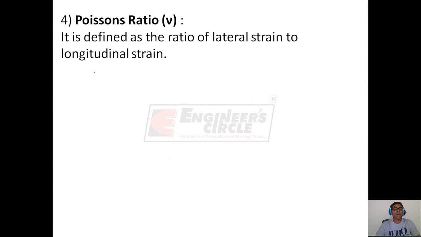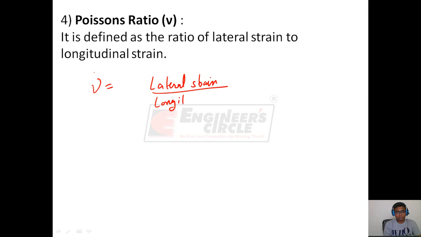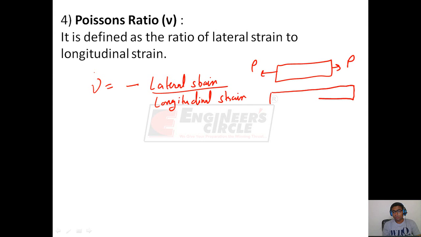Poisson's ratio. It is defined as the ratio of lateral strain to longitudinal strain. That is, nu is the ratio of lateral strain to longitudinal strain, and a minus is also put to make nu values positive. Consider this body on which axial load P is applied. It is observed that due to this axial load P, this body not only elongates in the x direction but also reduces along the diameter.